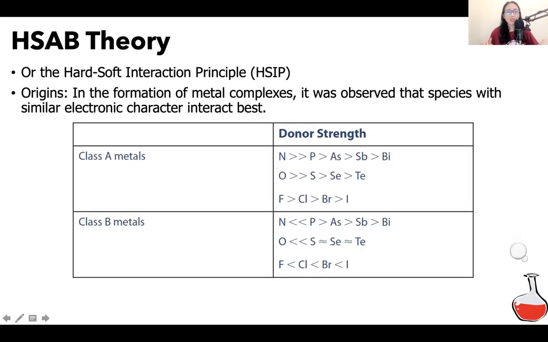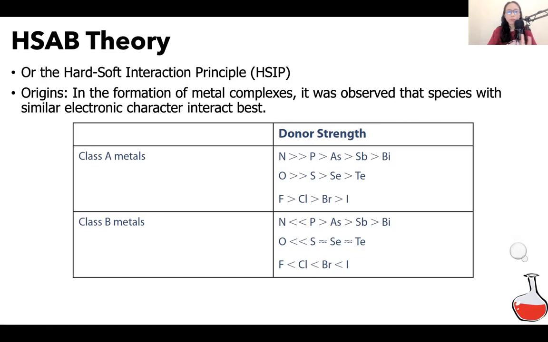Hard, soft, acid-base theory. This theory was an extension of your Lewis theory of acids and bases. Before we go to the actual HSAB theory, let's first talk about the origin, or how this HSAB theory came to be.